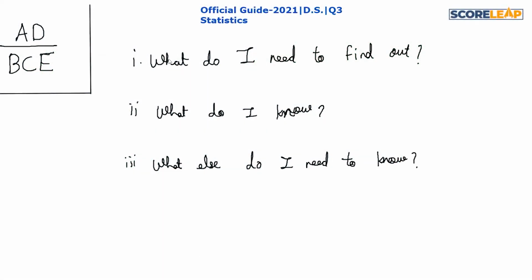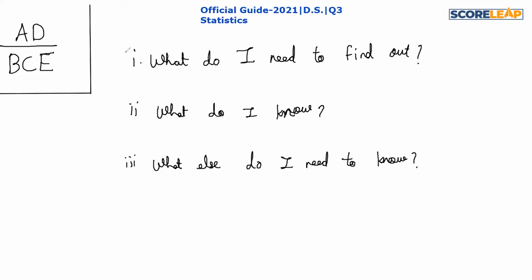Question 3. Before solving this question, if you have not yet watched the videos on how to solve data sufficiency questions, do watch that video first. So the first question that we need to ask here is, what do I need to find out? This is a regular data sufficiency type of question. That's why I am asking these 3 questions.